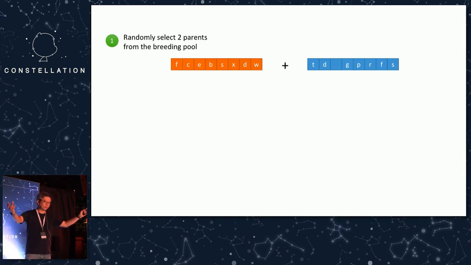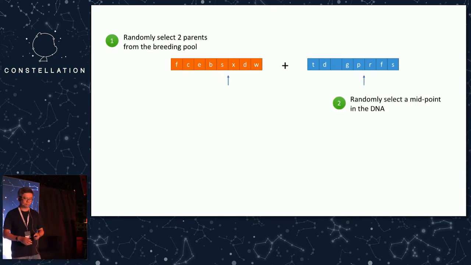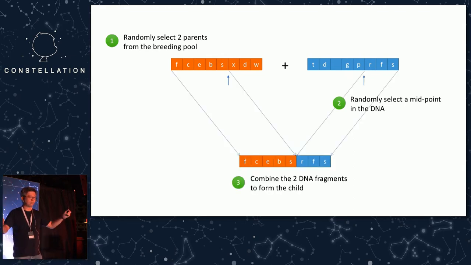So I take these two parents from this breeding pool. Let's say this is a byte array here, and there's a byte array there. I put them together and select a midpoint. I pick whatever is from the beginning to the midpoint from one, and from the midpoint to the end from the other, bring them together, and voila, you have a child. This is getting two parents, marrying them together to produce a child.